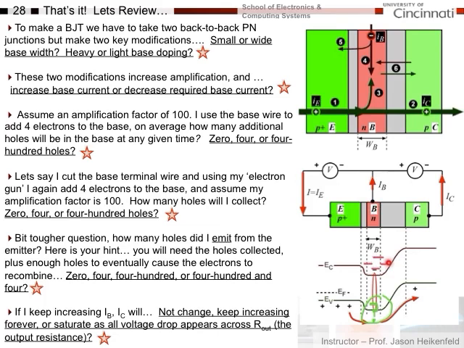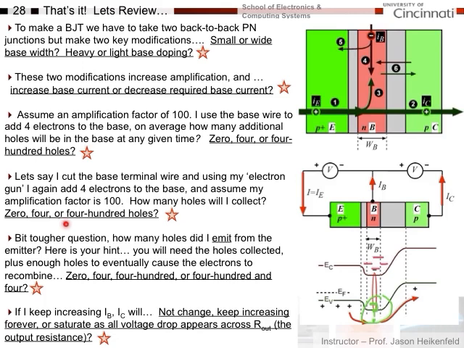So I do this, I add those 4 electrons, there's no wire to replenish them, and I again assume my amplification factor is 100. Here's my question. How many holes will I collect before they recombine? 0, 4, or 400 holes? Remember, they're sitting there for a while, and so how many holes get through here before they disappear by recombination? 0, 4, or 400 holes.